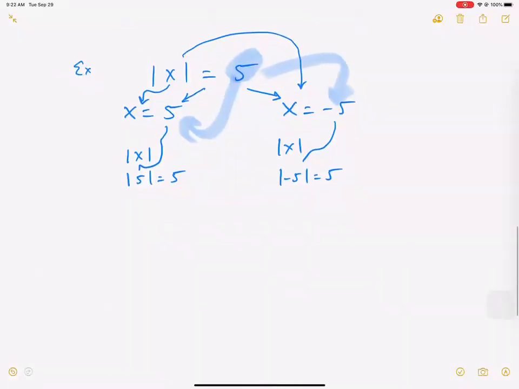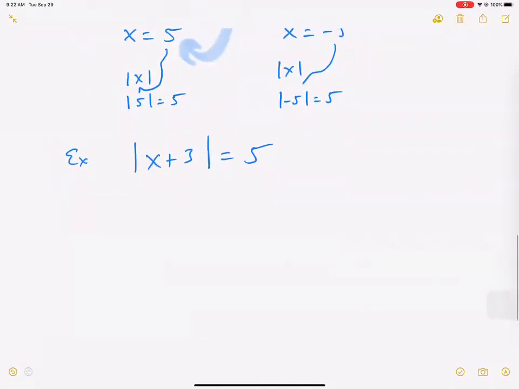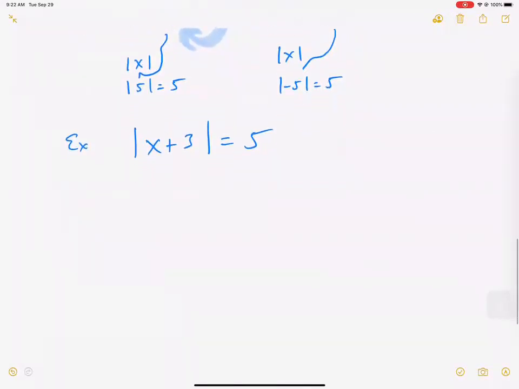Okay, so let's make this slightly harder. What if I write absolute value of x plus 3 is equal to 5 now? All right, here's what you do. So we're going to have to somehow get rid of our absolute values. And the way we're going to do that is we are going to trade them in for our two dimensions, our two versions.